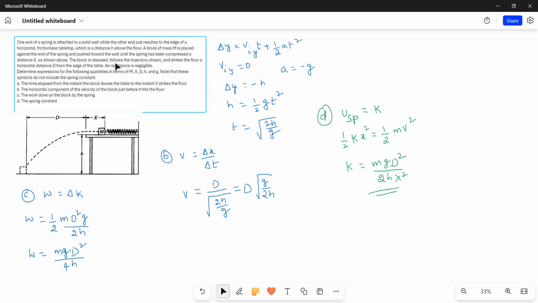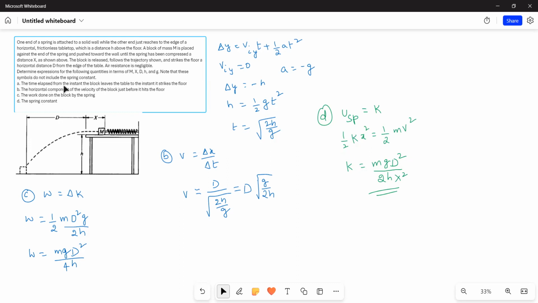The block is released, follows the trajectory shown, and strikes the floor a horizontal distance d from the edge of the table. Air resistance is negligible. Determine the expressions for the following quantities in terms of m, x, d, h, and g. Note that these symbols do not include the spring constant.